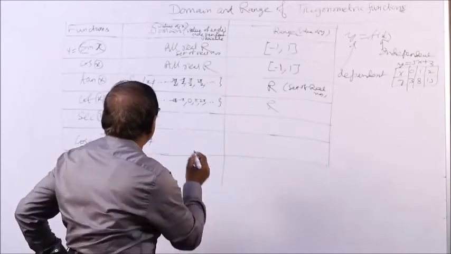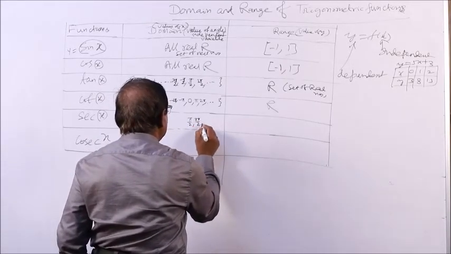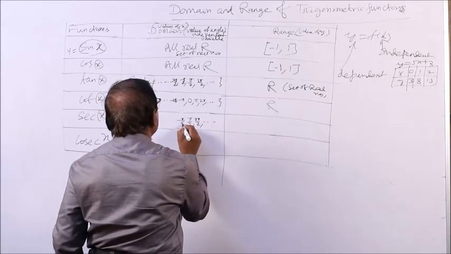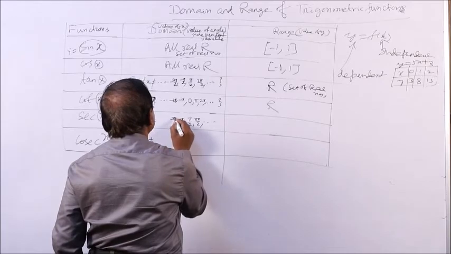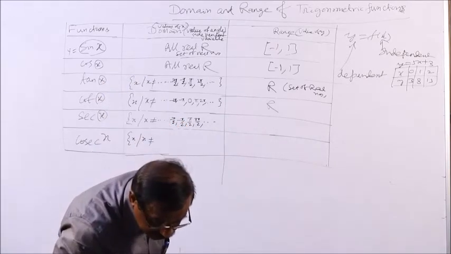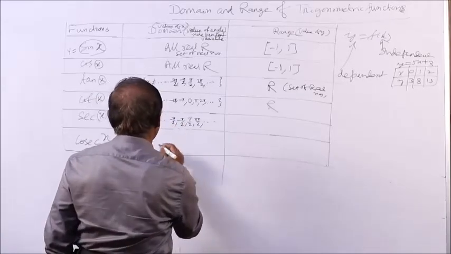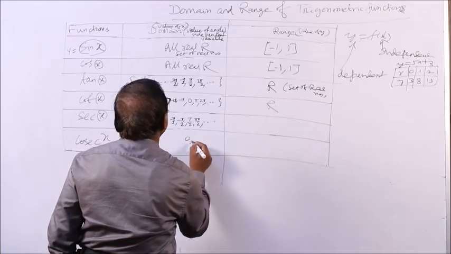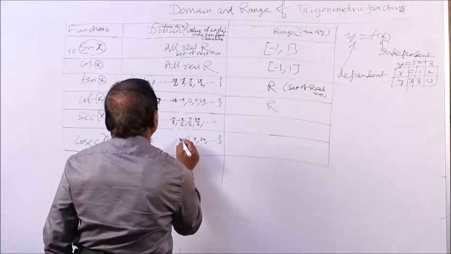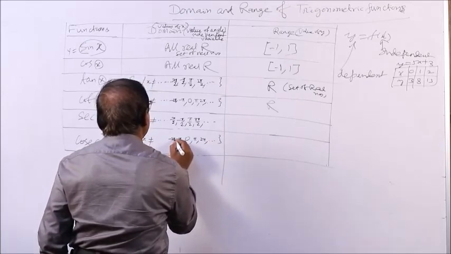Yes, it is pi by 2, 3 pi by 2 and so on, minus pi by 2, minus 3 pi by 2 and so on. Yes. Similarly, this will be the same thing as 0, pi, 2 pi and so on, I mean minus pi, minus 2 pi and so on.